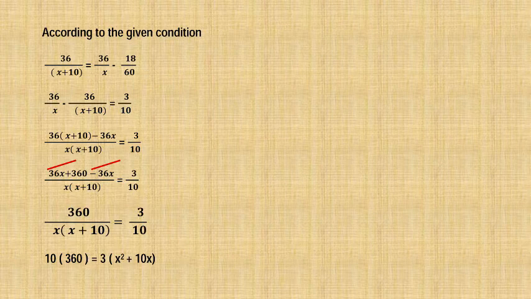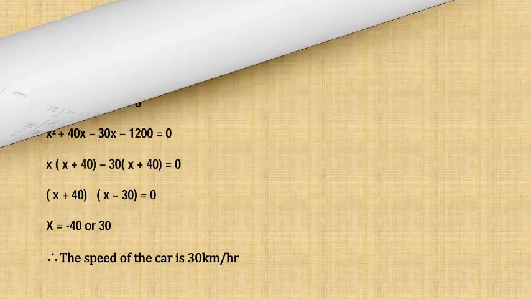Why 18 by 60? It is given in minutes. 1 hour is equal to 60 minutes. So represent it as 18 by 60. Speed will be expressed in terms of per hour. As minutes are given, we need to represent it as 18 by 60. 36 by x plus 10 is the time taken by car when speed is increased, and 36 by x is the time taken by car with the original speed. So that should be subtracted by 18 by 60. After simplification, move to the next slide.